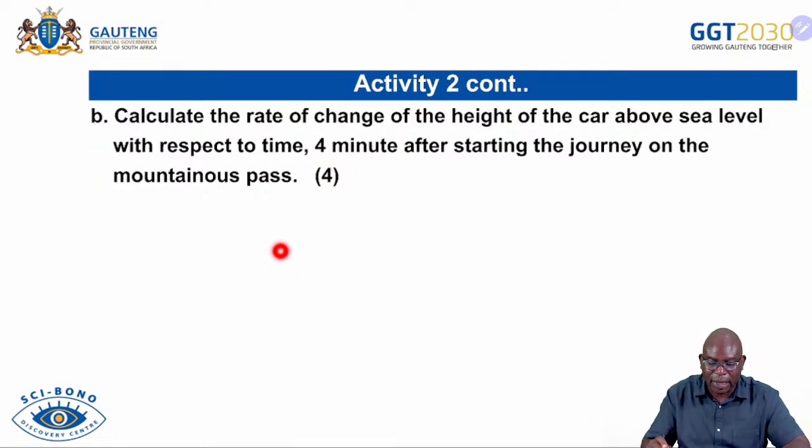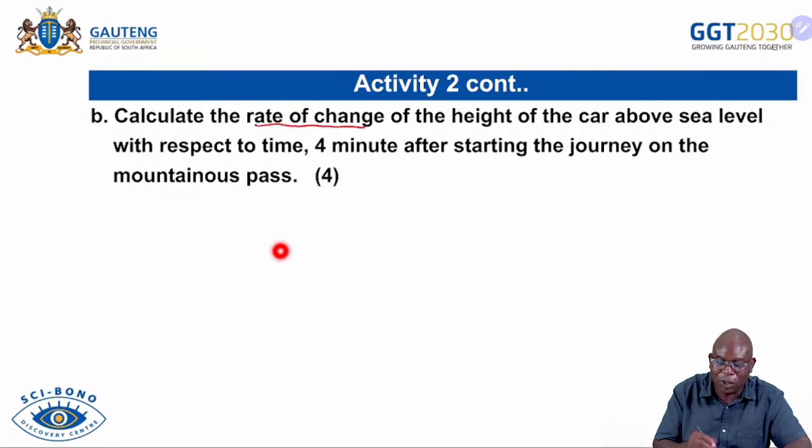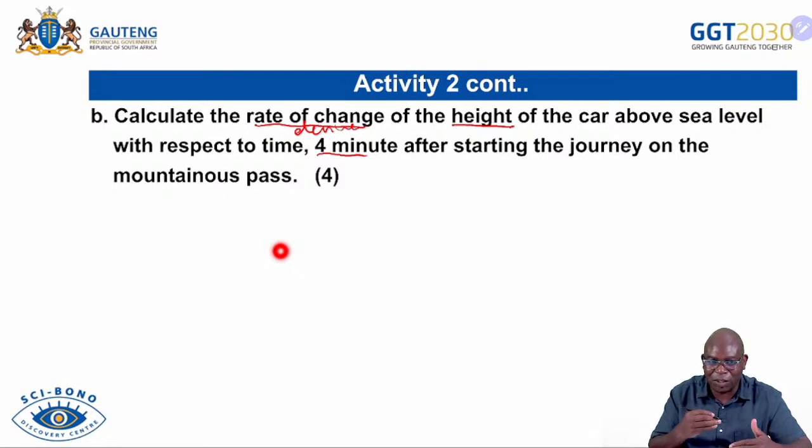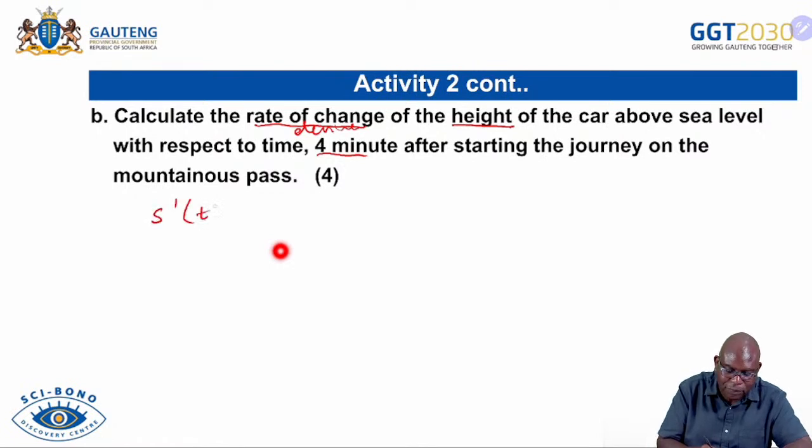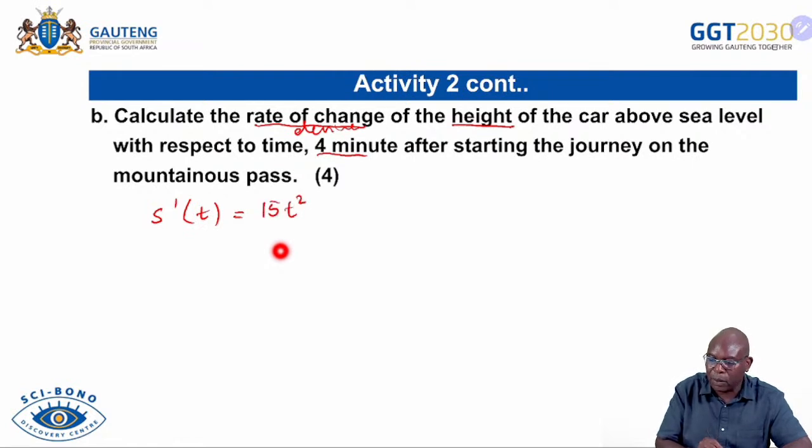Part 2 says calculate the rate of change. See, that word now means derive. The rate of change. So what are we going to do there? We are going to derive the rate of change of the height with respect to time, 4 minutes after starting. So we want to find the rate of change, 4 minutes after starting. So what are we going to do? We are going to derive. When we derive, we get 15t squared, minus 130t plus 200.